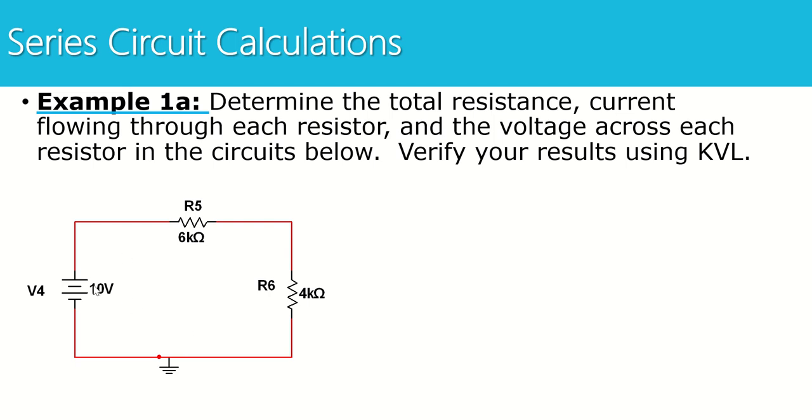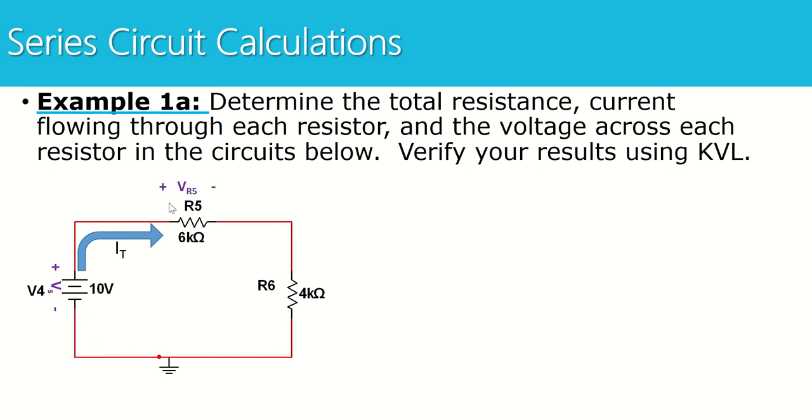So here's our circuit. I have a 10-volt source, a 6 kilo ohm resistor here, a 4 kilo ohm resistor here, ground. I can see that it's a series circuit with only one path for current to flow. The voltage source is going to have a polarity. Remember, positive, negative. Positive is where current leaves the source and travels around. There's our positive terminal. Current's going to leave the source and flow through R5, through R6, and back around.